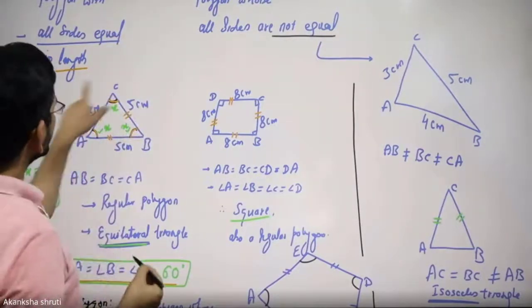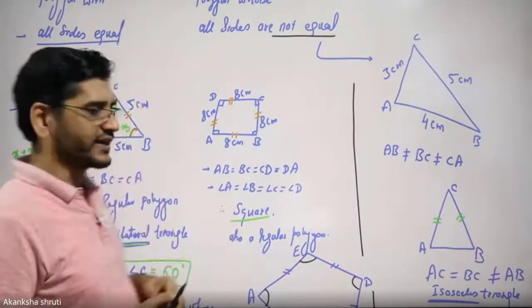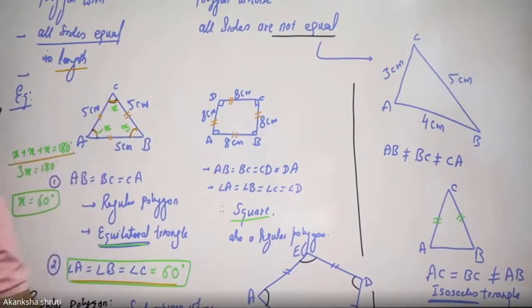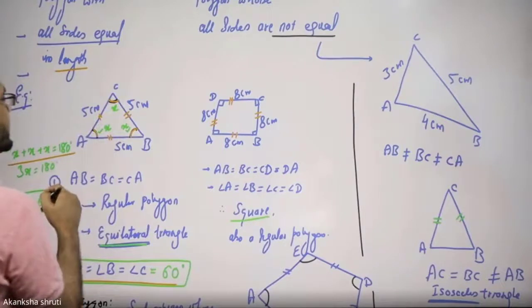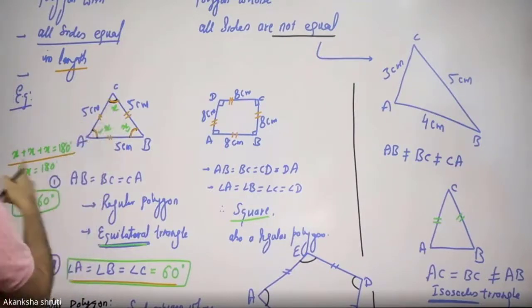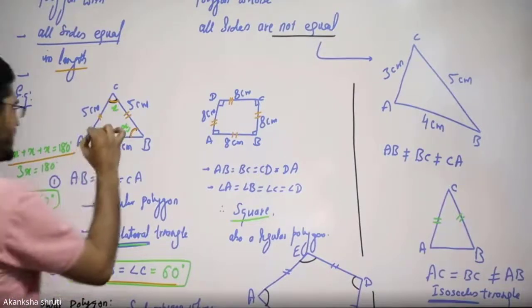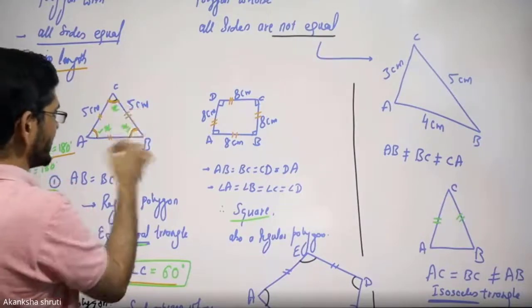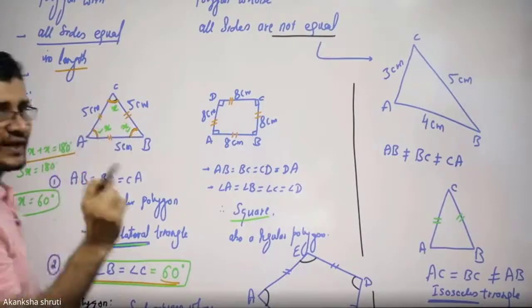Even for a regular polygon, the internal angle can be calculated very easily. Because for a triangle, the sum of all the 3 angles is 180. These 3 angles are equal. Consider them as x. So x plus x plus x is 180. 3x is 180. So x is 60 degrees. This means each internal angle of an equilateral triangle is 60 degrees. This is valid for an equilateral triangle only.